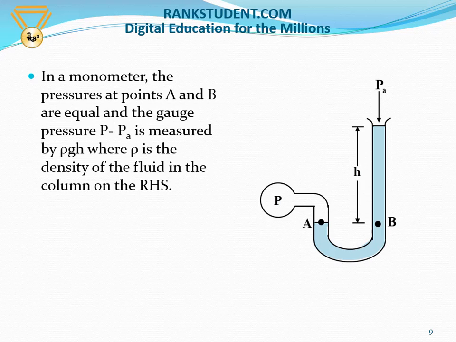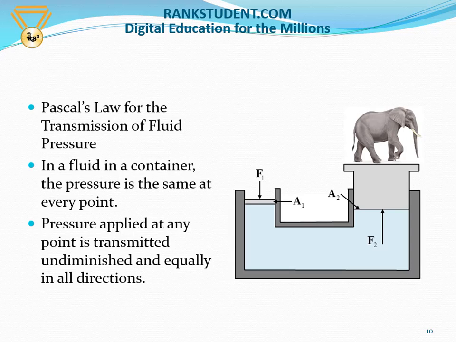In a manometer, the pressures at points A and B are equal, as illustrated in the diagram on the right-hand side, and the gauge pressure P minus P sub A is given by rho g h, where rho is the density of the fluid in the column on the right-hand side.